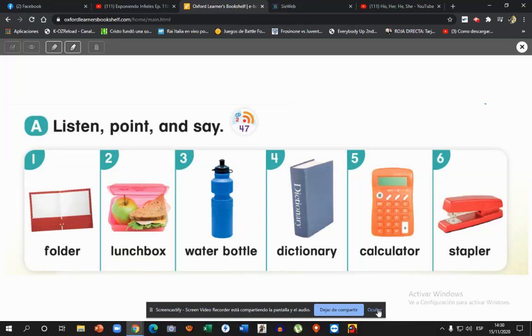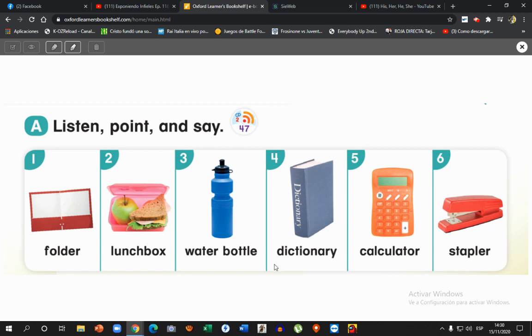Hello class. Today we are going to start with our unit number 8, things we use in class or school supplies. In this lesson number 1, we're going to have a new vocabulary about the things that we use during our class or when we are at school. Now let's listen.